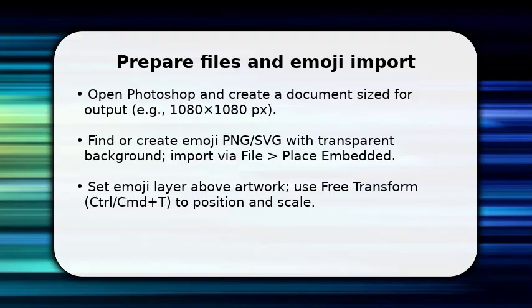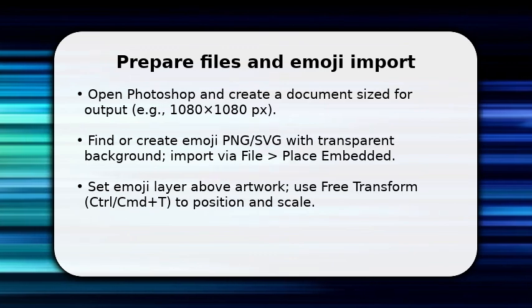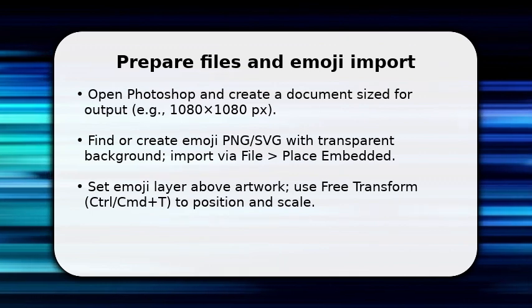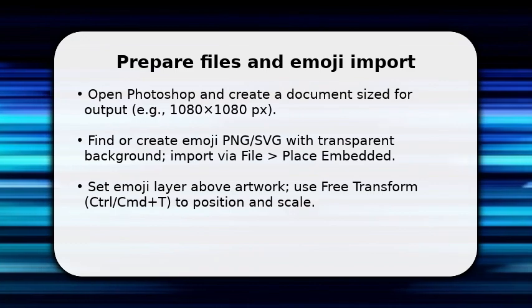You start by preparing your canvas and bringing the emoji into Photoshop. Open or create the document at your target size, then place the emoji file using File > Place Embedded so it becomes a smart object. Once placed, use Free Transform to scale and rotate. Hold Shift for proportional scaling if needed. Make sure the emoji layer sits above the elements you want it over. This immediate placement avoids rework later and lets you test composition before detailed editing.